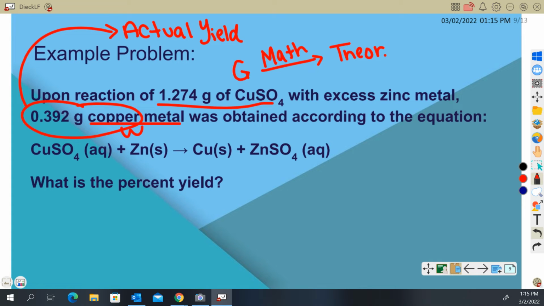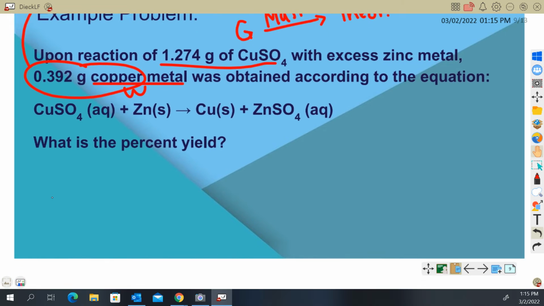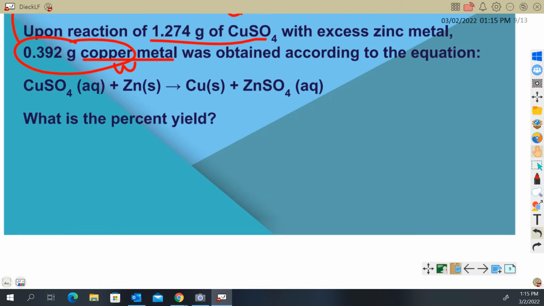So we have our given, and our want is going to be copper metal, because that's what our actual yield is. We're just going to do a quick stoichiometry to figure out our theoretical yield. So in theory, how much should we have made in a perfect situation? Is the world perfect? Are humans perfect? No. So is it always going to be 100%? No. If you are always getting 100%, you should not be in high school anymore. You should be a chemist somewhere. So the first step is we are going to calculate our theoretical yield.